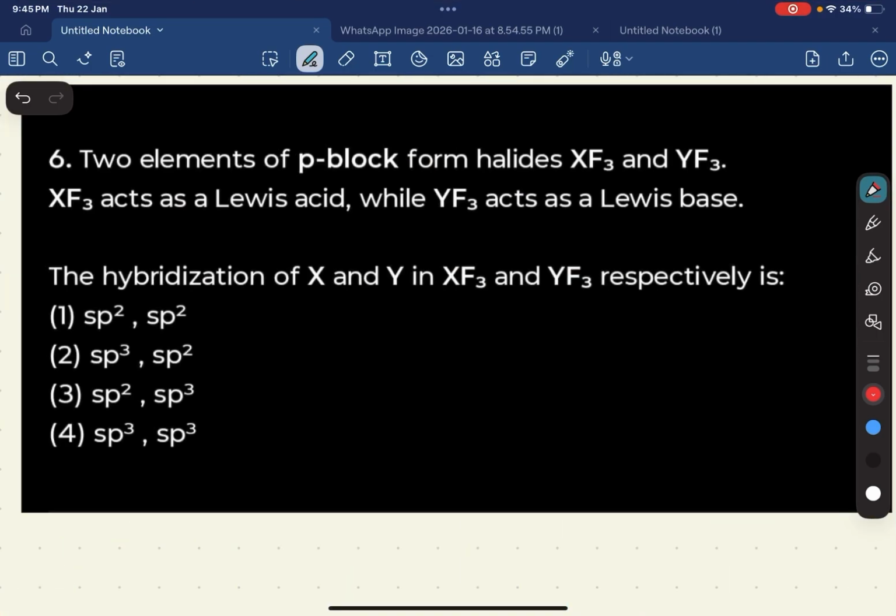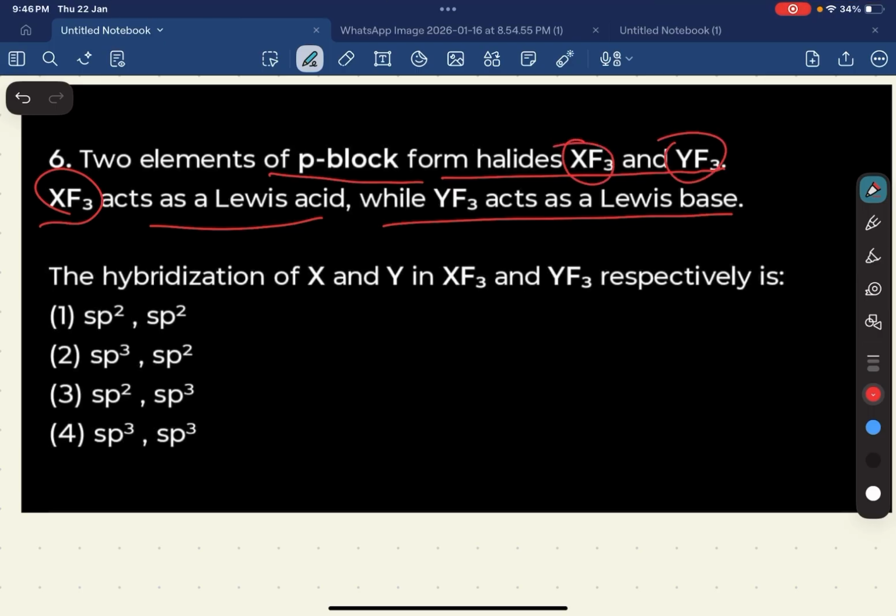Coming to next. So two elements of P block form halides XF3 and YF3. XF3 acts as Lewis acid while YF3 acts as Lewis base. So here Lewis acid and Lewis base mainly depend on the capacity to donate electrons. So accordingly, how to decide the answer. Here P block halides XF3 and YF3. So XF3, the hybridization of XF3. So this is a little common sense wise we have to do this, because the question is a little bigger. It is Lewis base, then the hybridization of X and Y.